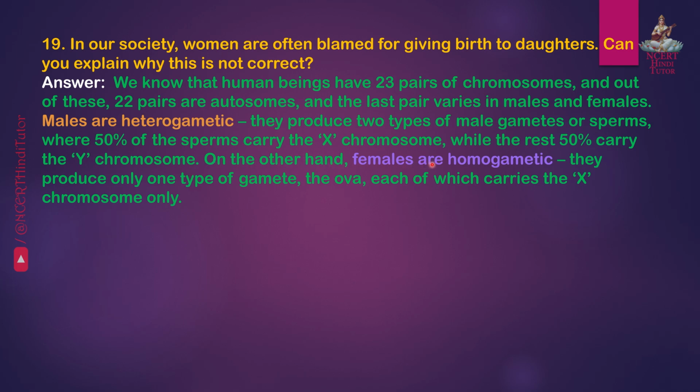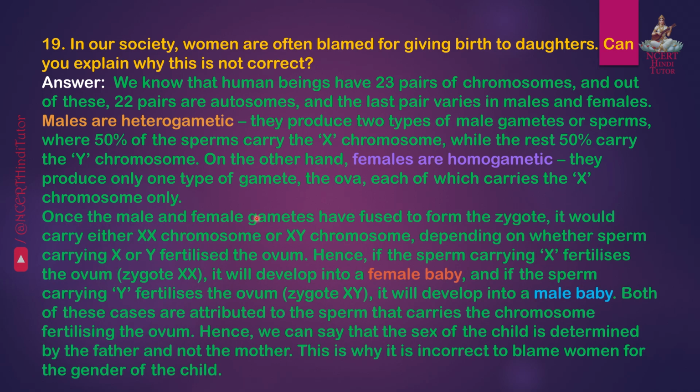On the other hand, females are homogametic. They produce only one type of gamete, the ova, each of which carries the X chromosome only. Once the male and female gametes have fused to form the zygote, it would carry either XX chromosome or XY chromosome, depending on whether sperm carrying X or Y fertilize the ovum. Hence, if the sperm carrying X fertilizes the ovum, zygote XX, it will develop into a female baby, and if the sperm carrying Y fertilizes the ovum, zygote XY, it will develop into a male baby.